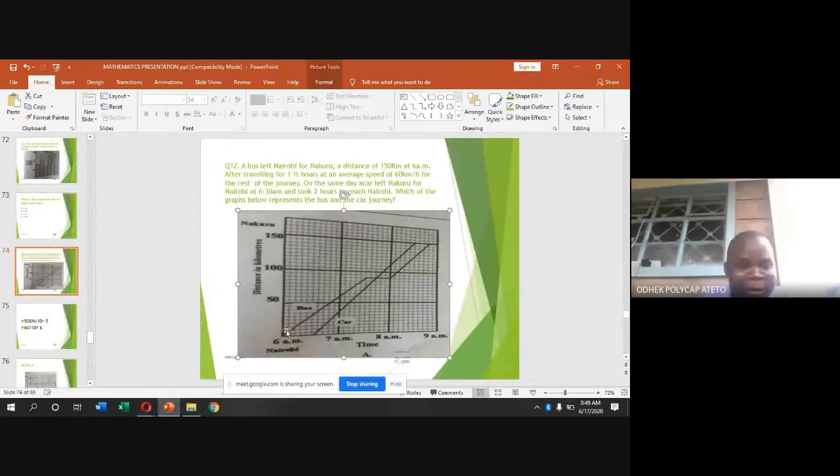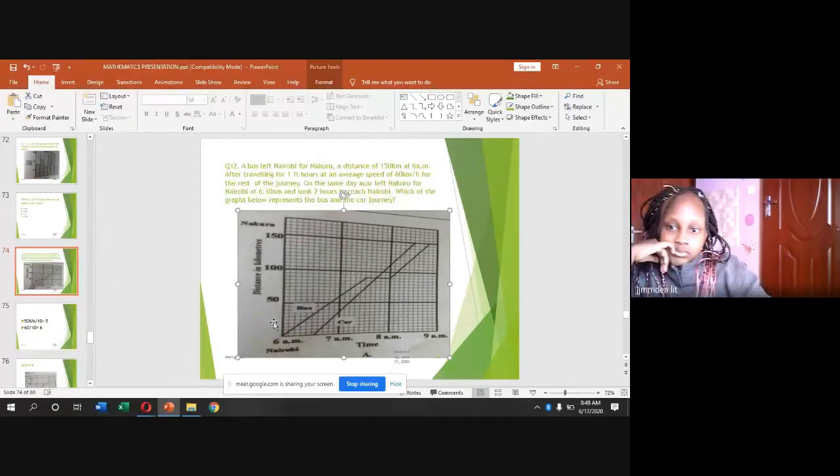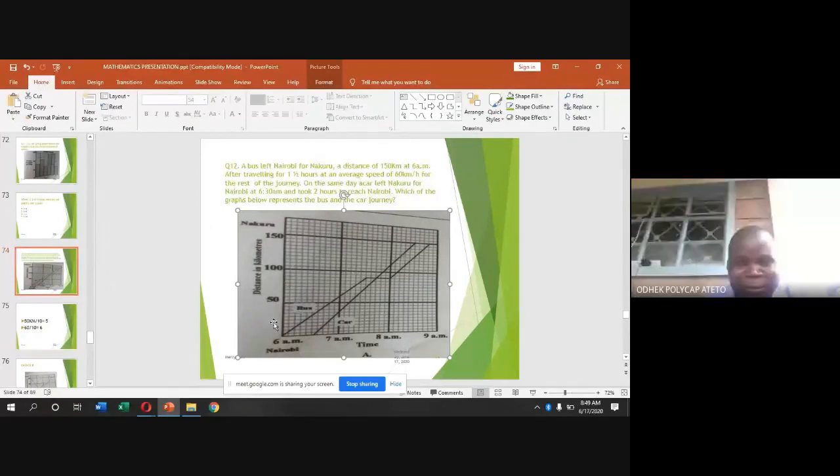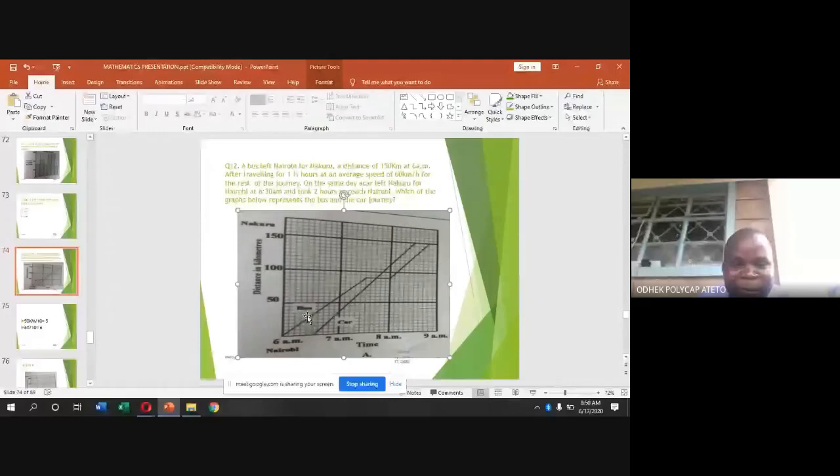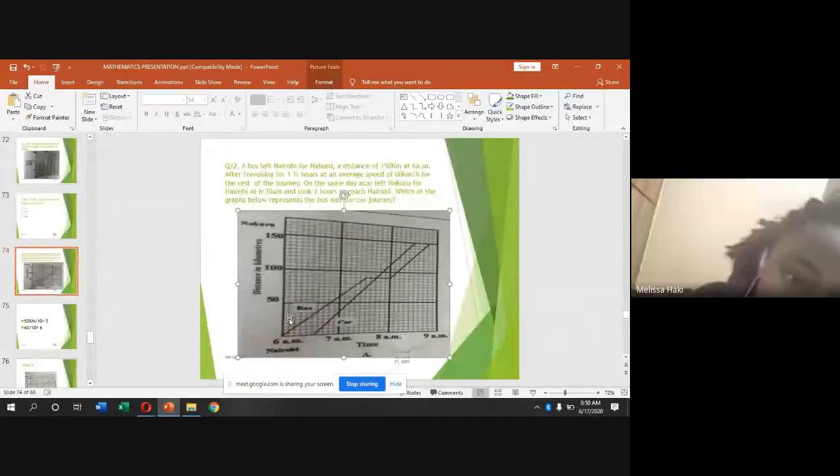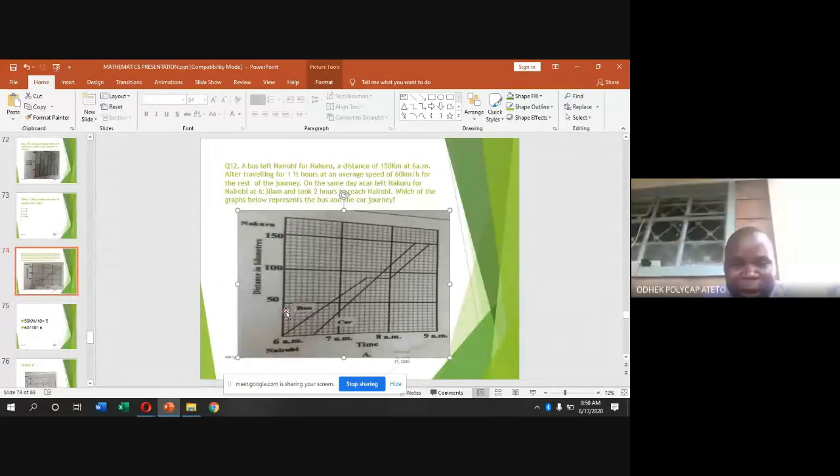How do we do it? Check what we are doing. The first thing is we have to get 45. 45 is 5 times 9. So you count 9 small boxes. You know where 9 is, and that will give you 45.